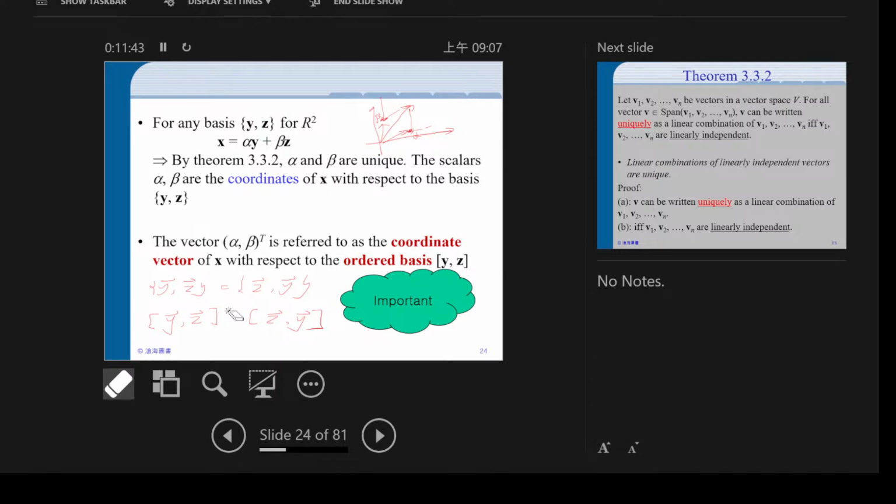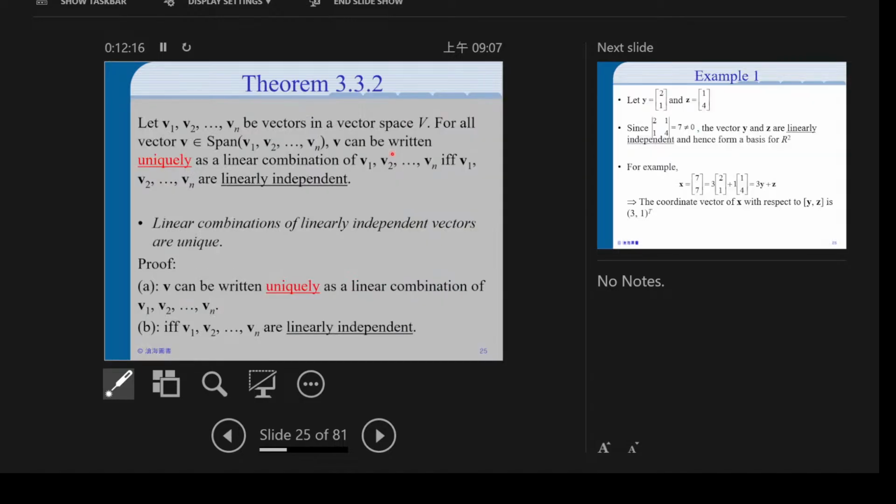And we need this idea of ordered basis only because these coefficients, these coordinate vectors, have a one-to-one correspondence to the basis elements. So you see this alpha corresponds to y and beta corresponds to z. So we need to record the ordering of y, z. This ordering of alpha and beta will match the ordering of y and z here. Should be a relatively easy concept.